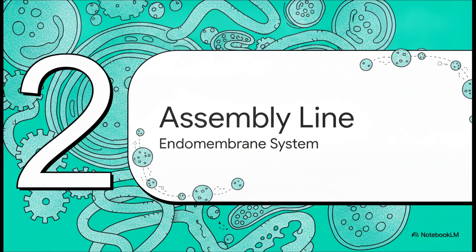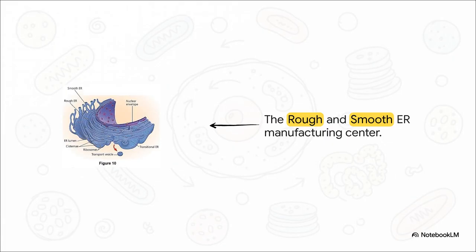Moving on to Section 2, the endomembrane assembly line. Now, notice how clearly our manufacturing center is divided. Over here is the endoplasmic reticulum, or the ER. It's essentially this massive network of membranous tubules and sacs. That section studded with all those little dots, the ribosomes, is the rough ER. This is your protein synthesis department, creating proteins that get released directly into the lumen.